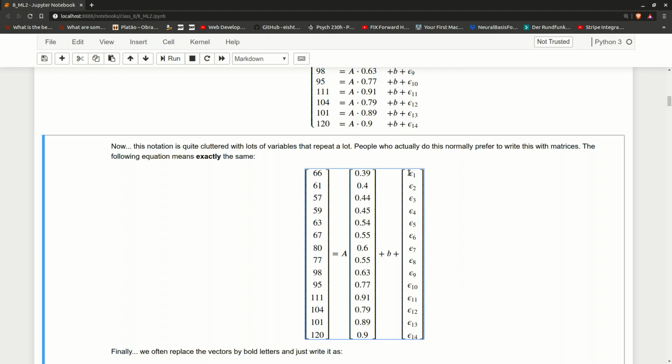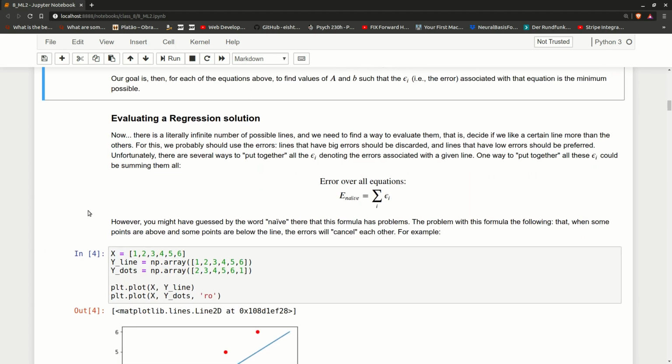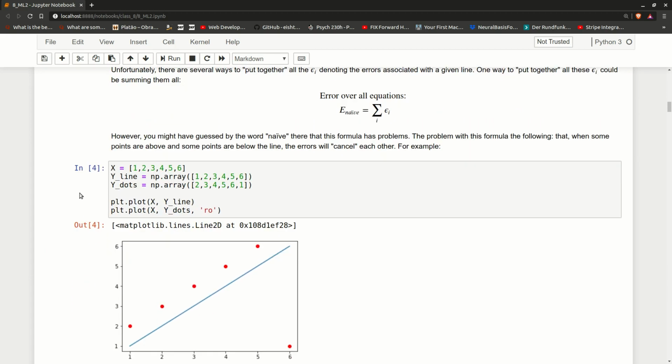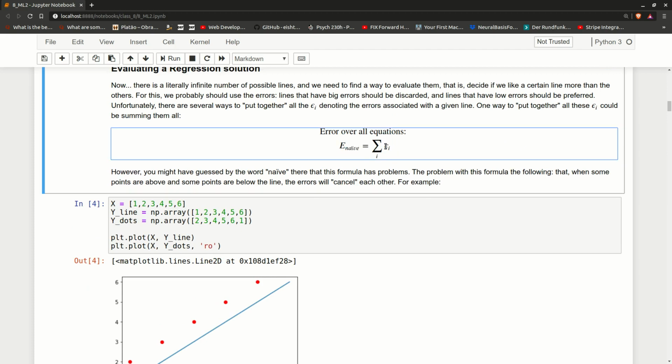In our case, our cost function is something that integrates all of these values. There can be several types of cost functions, so we are going to take a look at some of them. The first one that I want to show you is the naive option, which is just to sum each one of the epsilons. So here it's the sum for each i of all the epsilon i. This means it's just to sum all the epsilons.